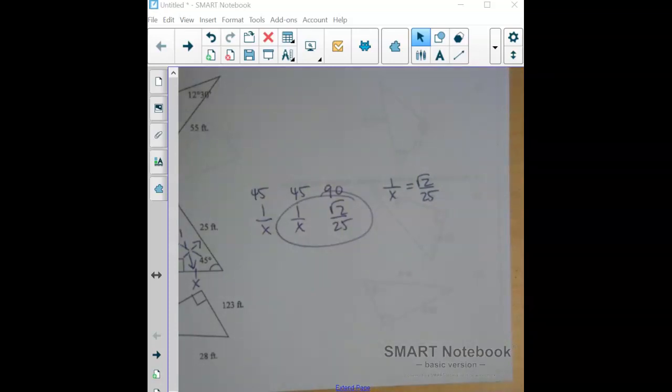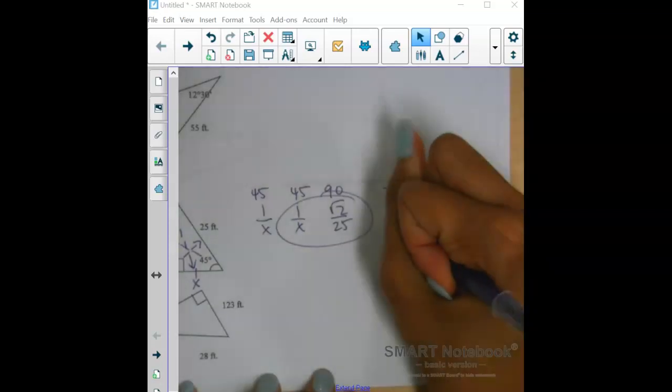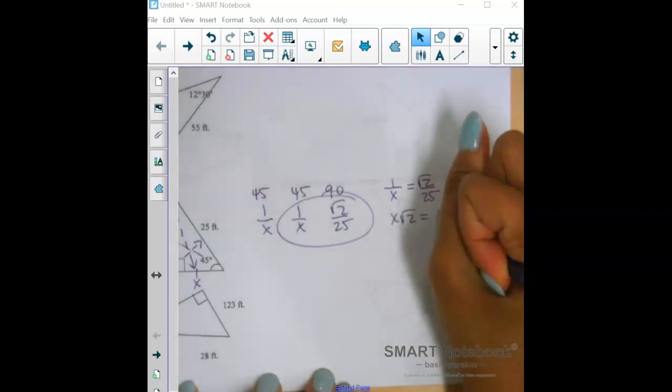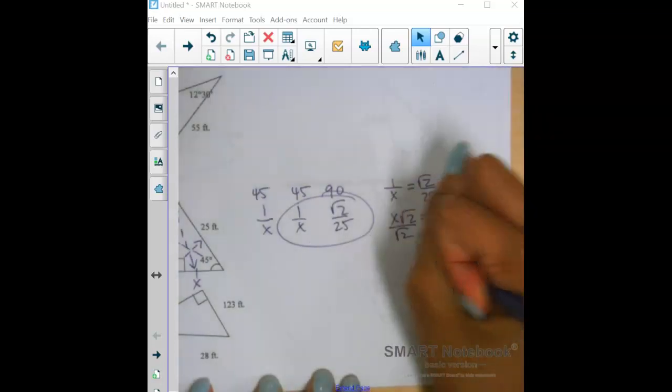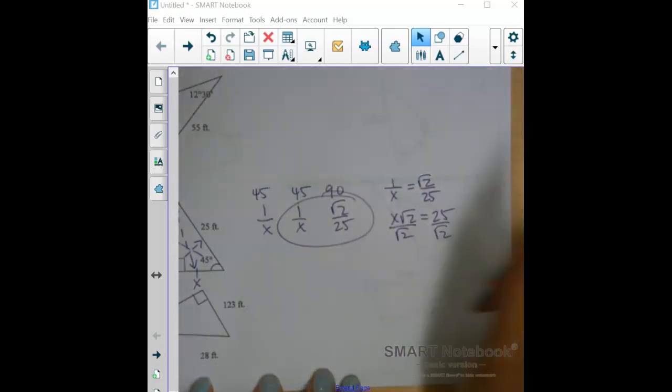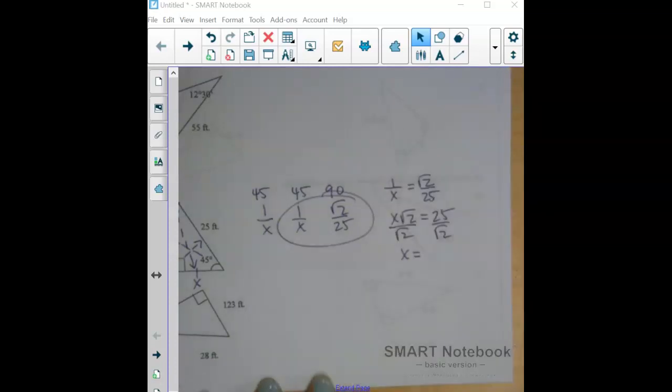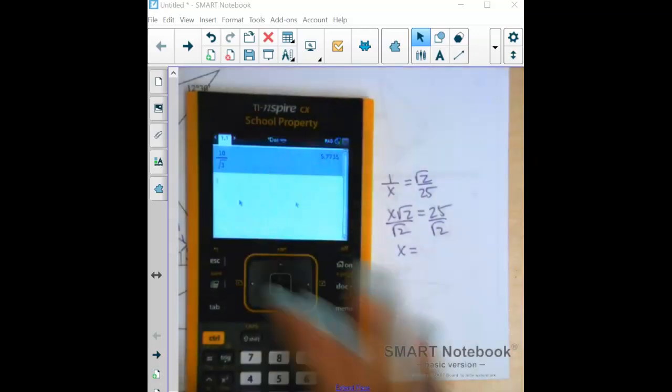What do I do from here to solve for x? Cross multiply. So x times the square root of 2 is going to equal 25. And in order to get x by itself, I'm going to divide both sides by the square root of 2. Like I said, you're going to use your calculator. You don't need to rationalize because the directions say to round it to 2 decimal places.